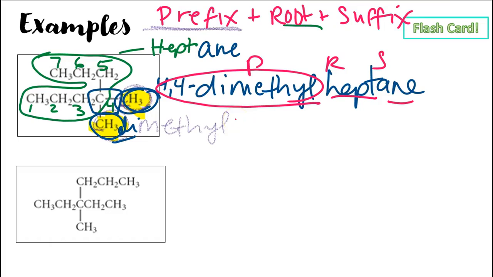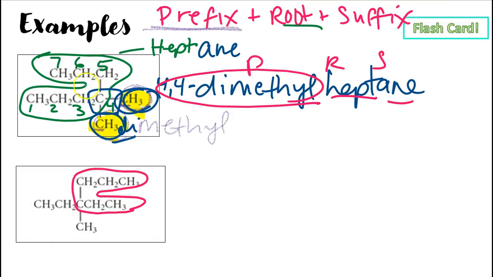Let's go ahead and do the next one. Again, the goal is to find the longest continuous carbon chain. So if I did 1, 2, 3, 4, 5 here, that's 5 carbons. 1, 2, 3, 4, that's only 4 carbons. 1, 2, 3, 4, 5, 6. That's going to be 6 carbons. We also could have counted it 1, 2, 3, 4, 5, 6 on this side. So let's go ahead and choose this one. You could have chosen either one.